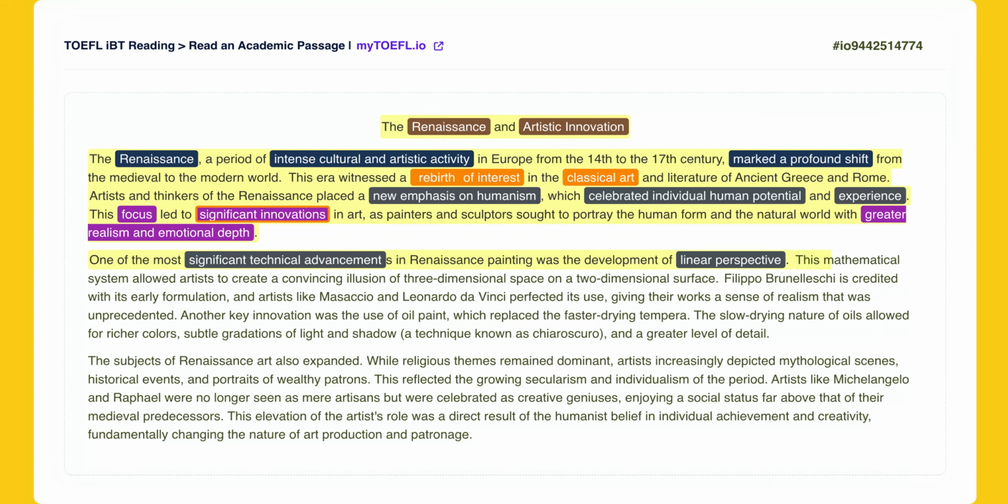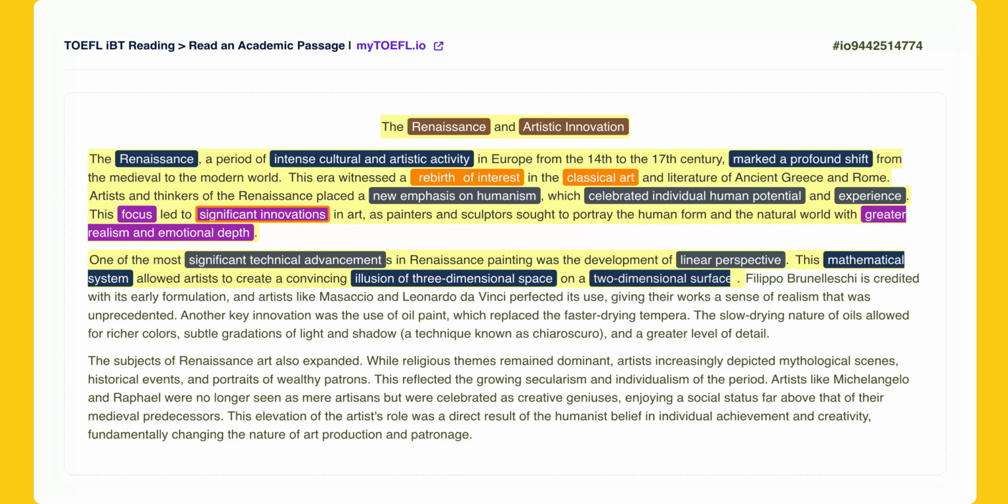This mathematical system allowed artists to create a convincing illusion of three-dimensional space on a two-dimensional surface. This defines the technique for us. It is a mathematical system used to create an illusion of three-dimensional space. Notice the contrast between three-dimensional space and two-dimensional surface. This tells us exactly what the innovation achieved: depth.